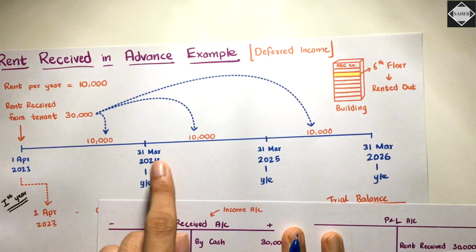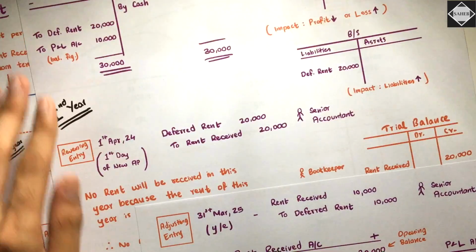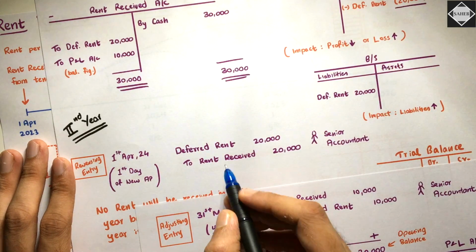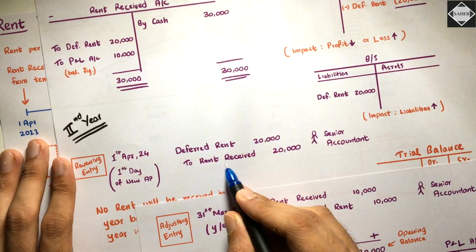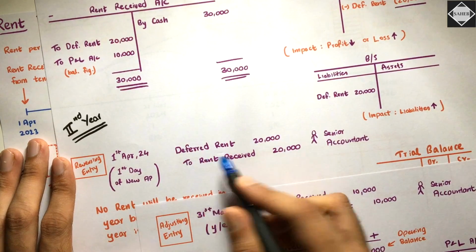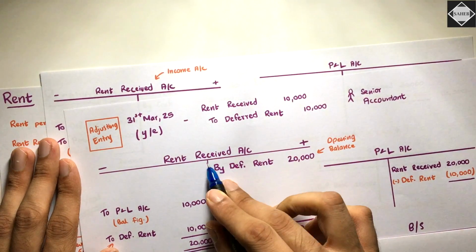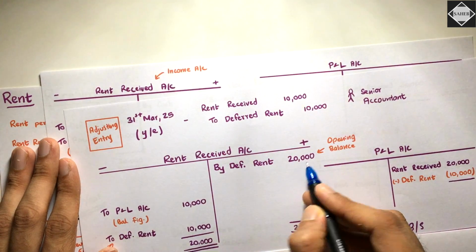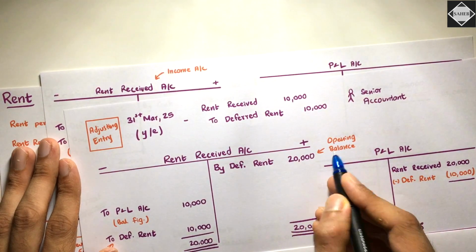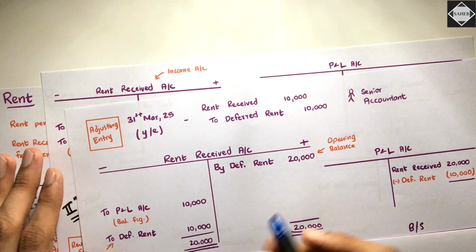In the second accounting period, first reversal entry happened. So let's see in reversal entry what happened. In reversal entry, see, rent received account was credited because of deferred rent. So rent received increased. Rent received was credited because of deferred rent by 20,000. Okay, and this is called the opening balance, and this happens because of reversal entry. I will explain the format, don't worry.